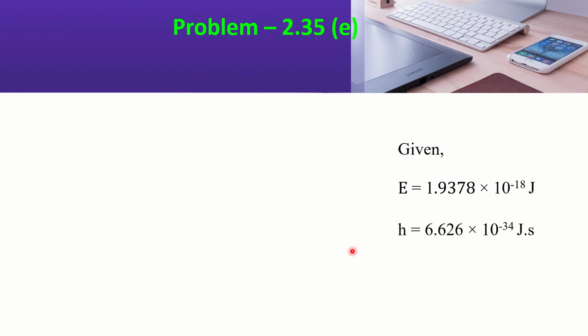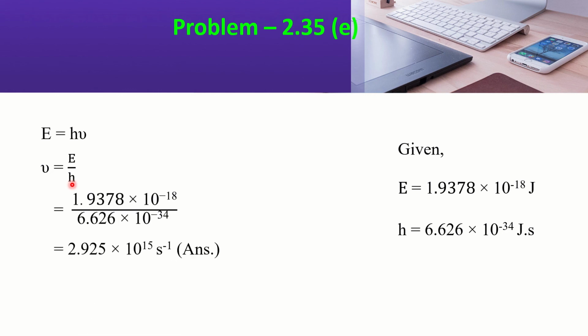Planck's constant equals 6.626 into 10 to the power minus 34 joule second. The formula is E equals h nu, so nu equals E by h. By putting the values of E and h, we get nu equal to 2.925 into 10 to the power 15 second inverse. This is our required answer.